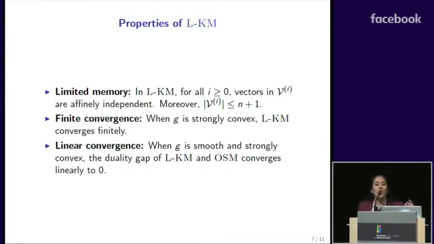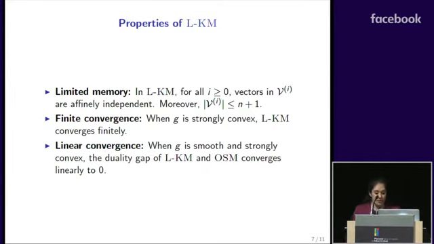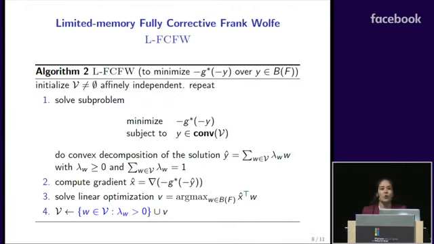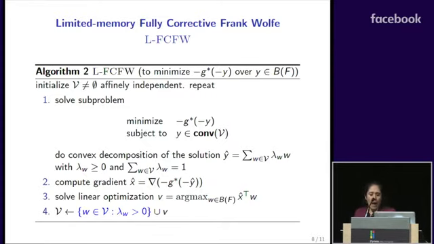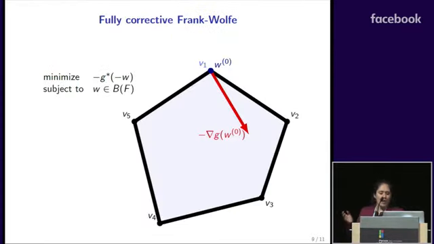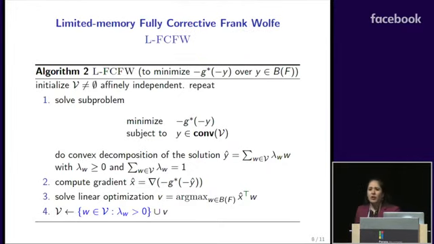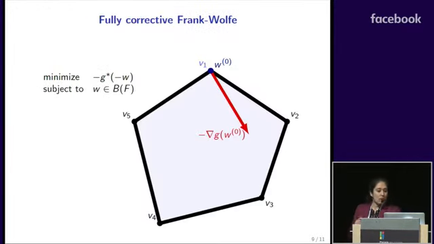And in fact, we can show linear convergence as long as the convex part G is smooth and strongly convex. To explain how this works, we took the dual view. So we considered a dual algorithm for the dual problem, which is to minimize the Fenchel conjugate of G over the submodular polytope, the base polytope. Let me show you how this method works. It's a limited memory version of fully corrected Frank-Wolfe.